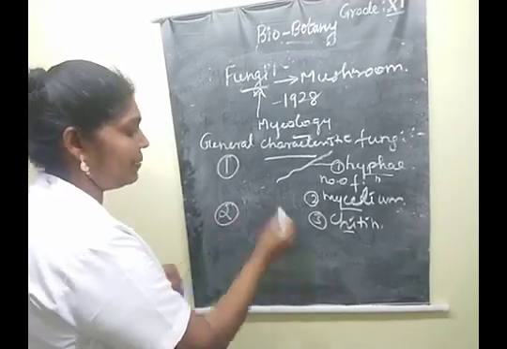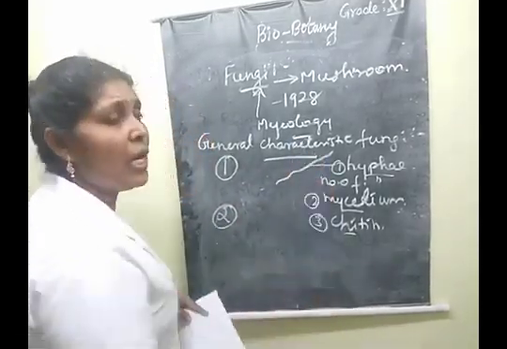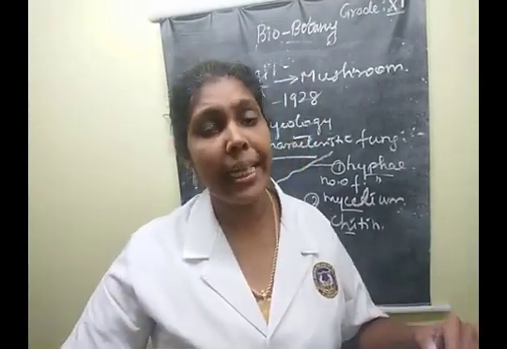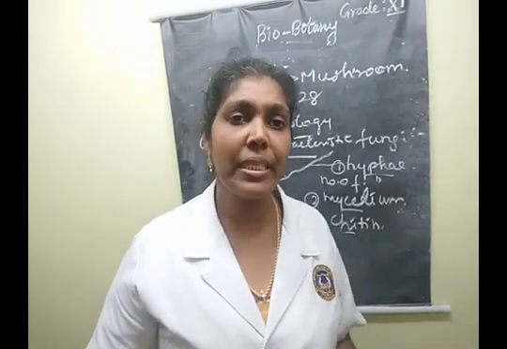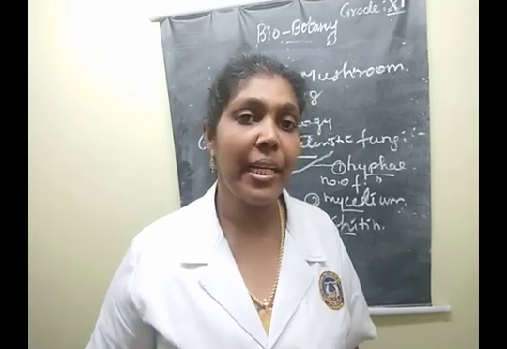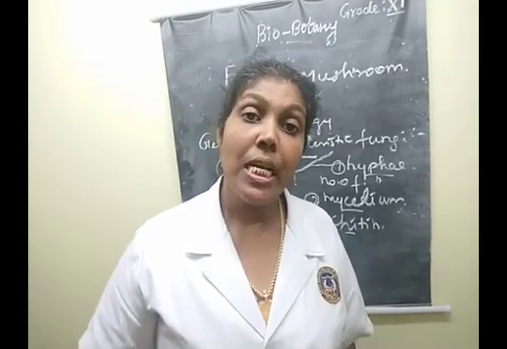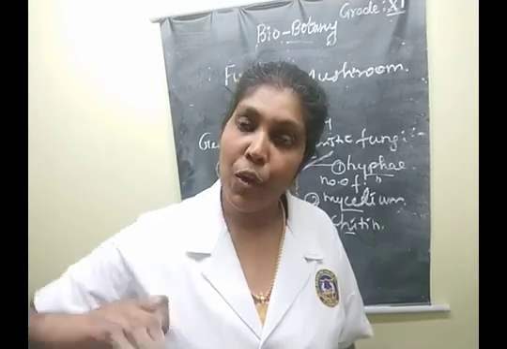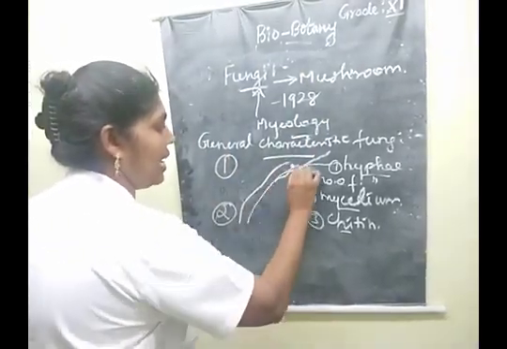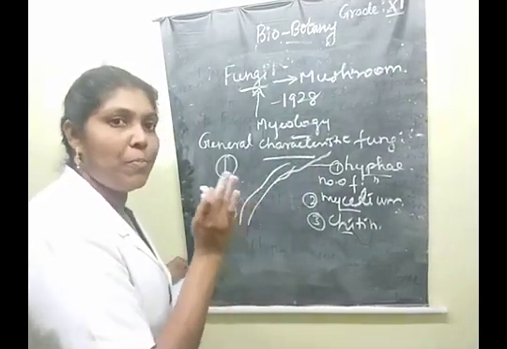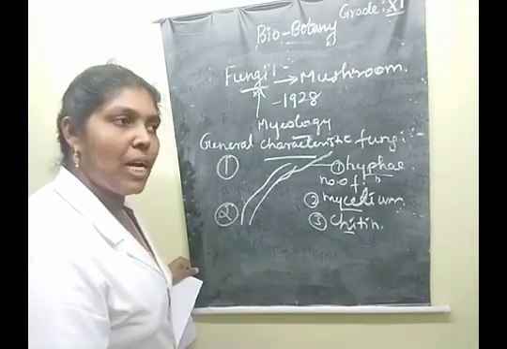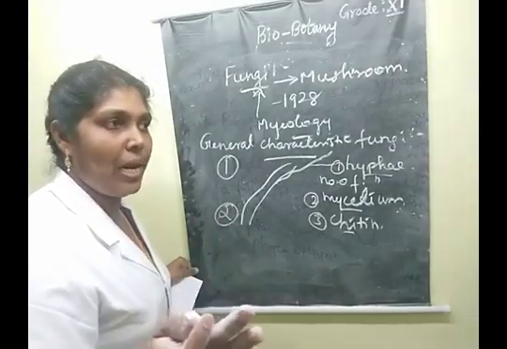Then the second point. Here, fungal organisms, due to the presence or absence of septa, have two names: one is cenocytic mycelium and another is septate mycelium. Cenocytic mycelium means absence of septa. If the septum is present, we call it septate mycelium. Without septa, we call it cenocytic mycelium.